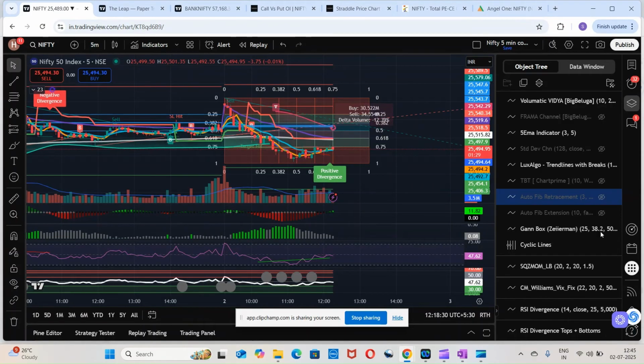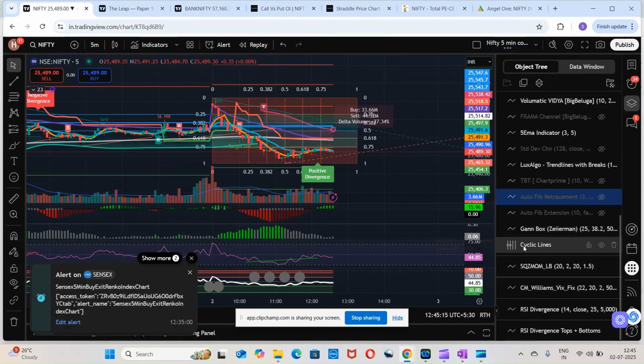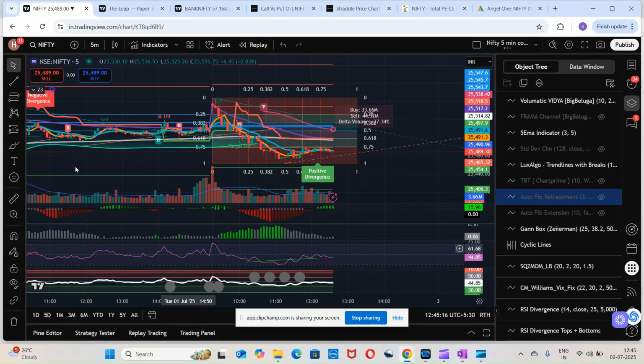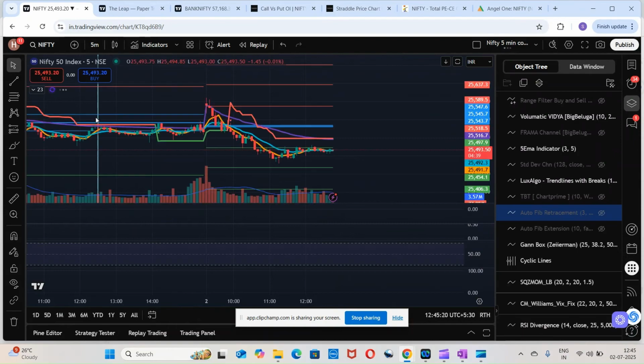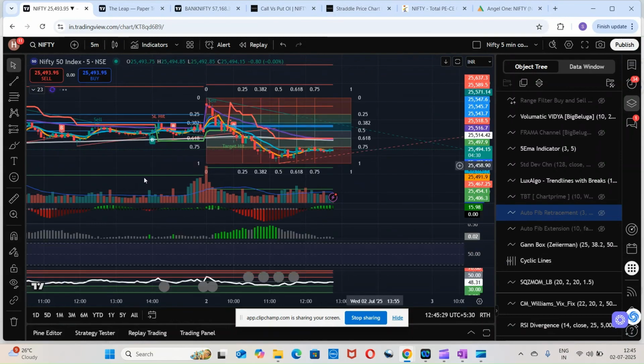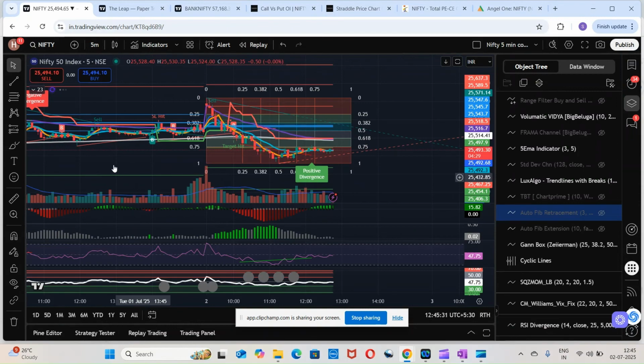I have enabled it. Cyclic lines also I have enabled. So for cyclic lines, you basically need to pick the high and the low, and so this is a cyclic line. Once you pick a high and a low, it automatically draws these cyclic lines into the future also. That's the advantage of these cyclic lines. So let me show you the cyclic lines.